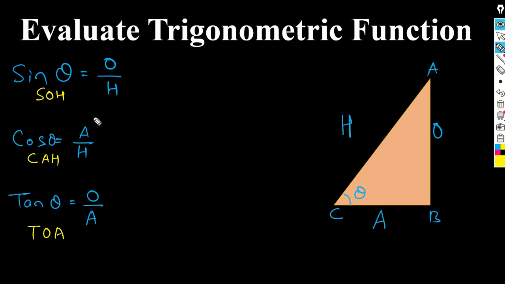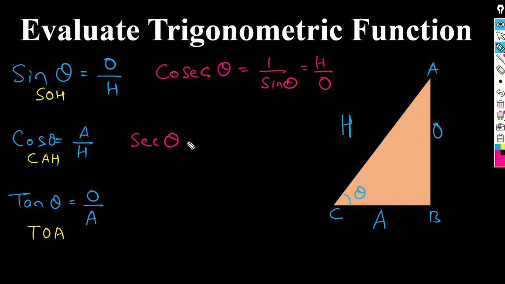So you can remember it as SOH CAH TOA. Now the remaining three we have: cosec, or cosecant. Cosecant theta is equal to 1 over sine theta, so this will be hypotenuse over opposite. Similarly, sec theta, or secant theta, is equal to 1 over cos theta, and that will be hypotenuse over adjacent.